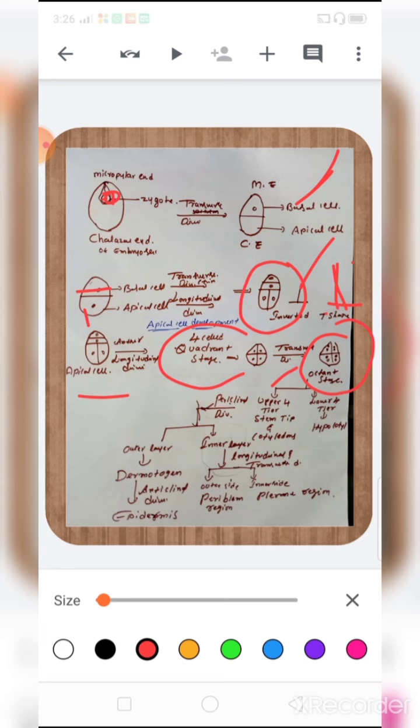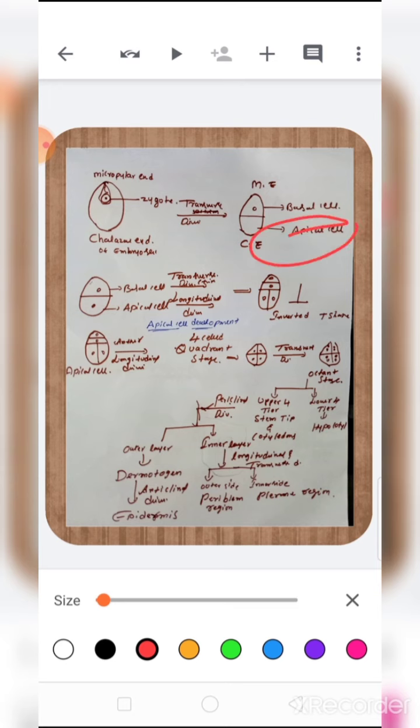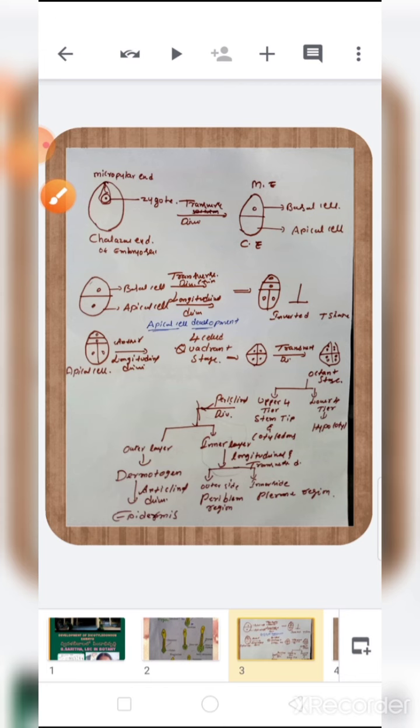The octant cells take periclinal divisions and form an outer layer and an inner layer. The outer layer develops the dermatogen. This dermatogen takes anticlinal divisions and forms the epidermis, and the inner layer takes longitudinal and transverse divisions and forms the outer periblem region and the inner plerome region. This is about apical cell development.